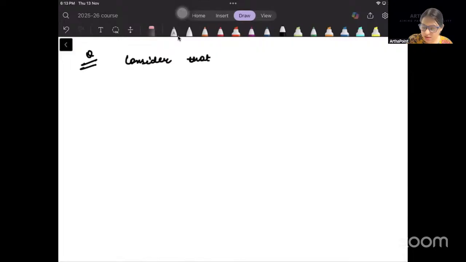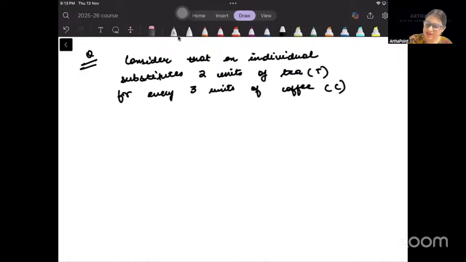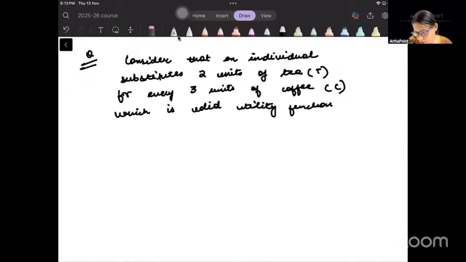that an individual substitutes 2 units of tea for every 3 units of coffee. Okay, you have to tell me which is a valid utility function.